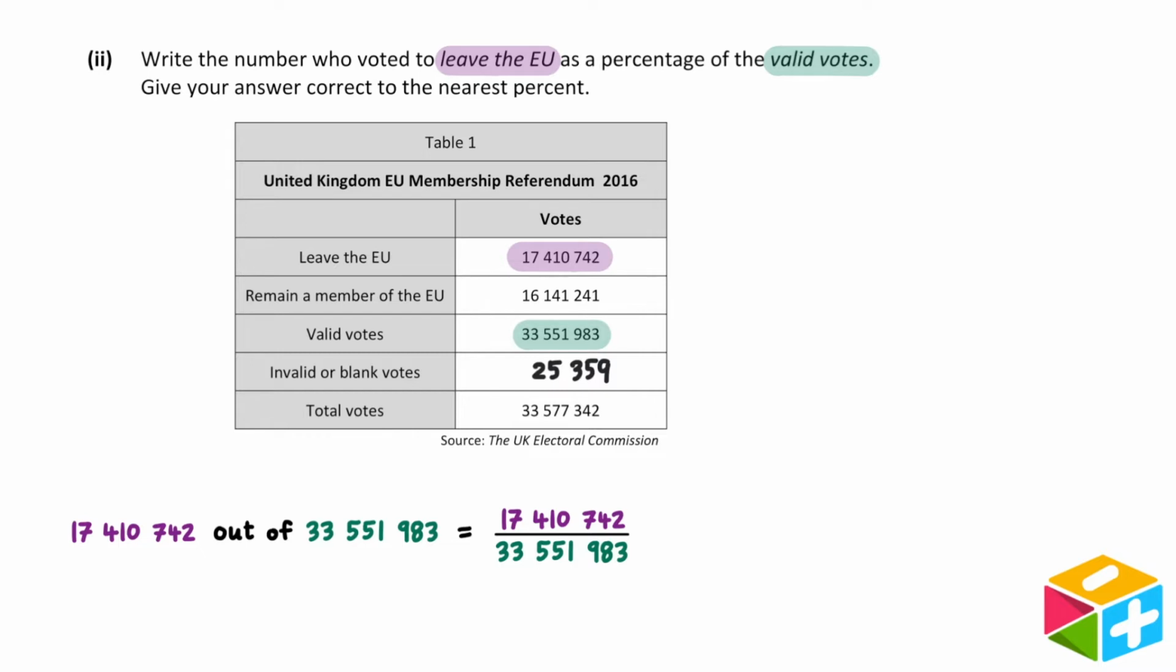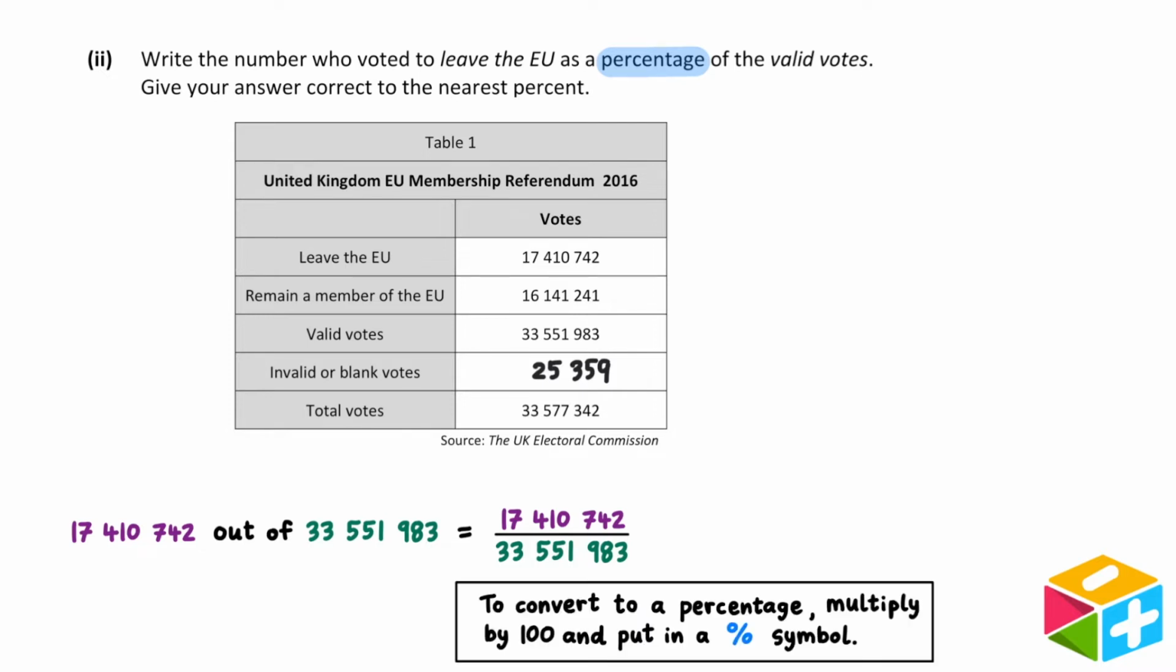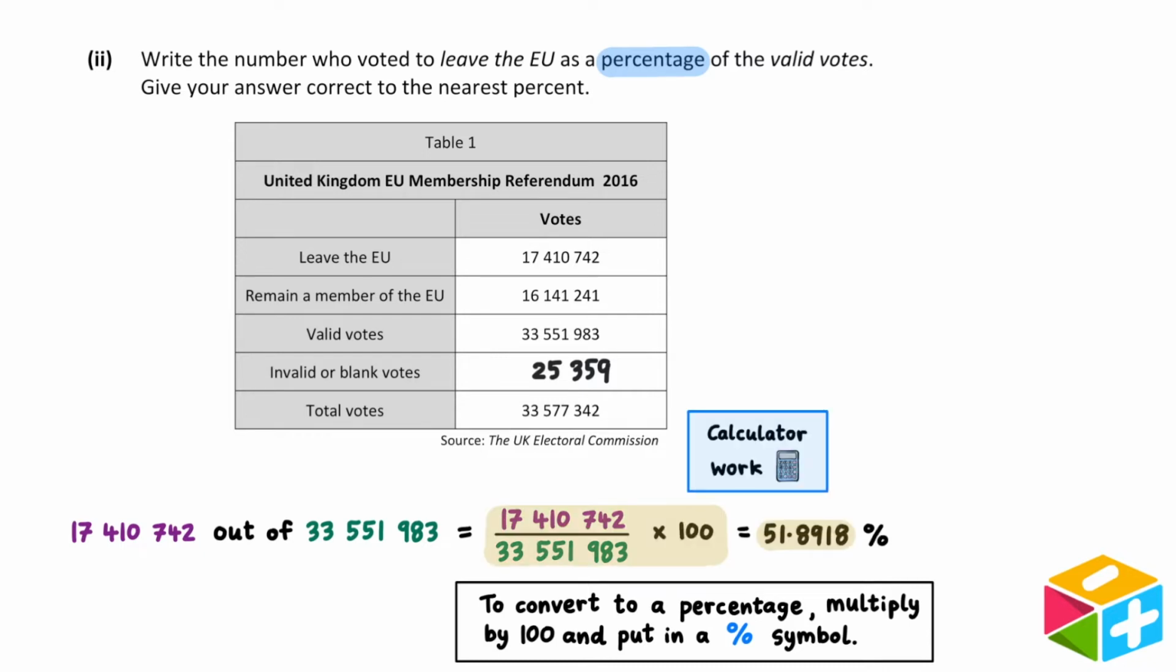To find the proportion of people who voted to leave out of the valid votes, we divide these two numbers. We need to present our answer as a percentage. To convert this fraction to a percentage, we multiply by 100 and write in a percentage symbol. Doing the calculation here, we'll get an answer of 51.8918%.